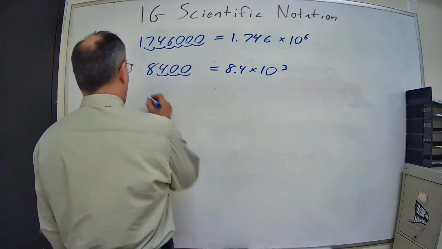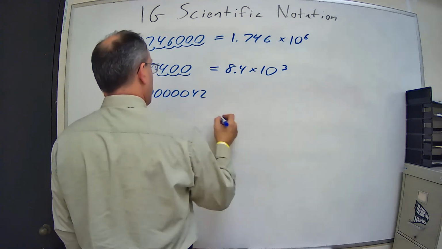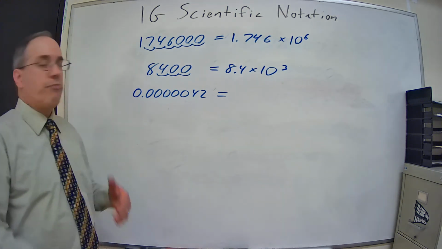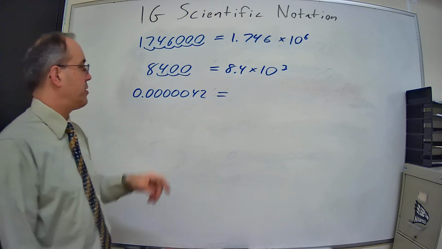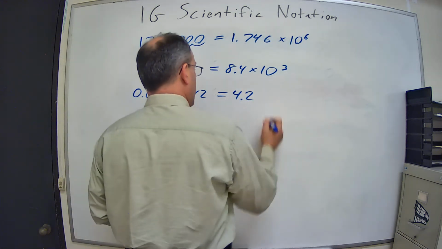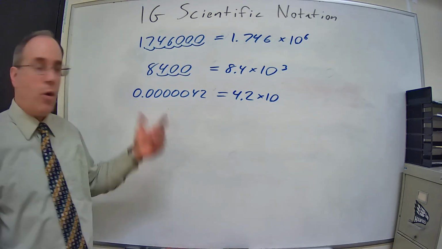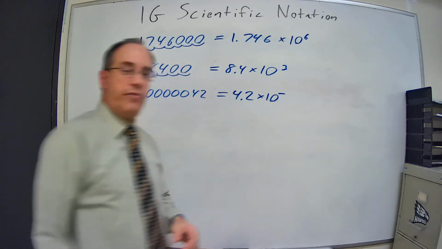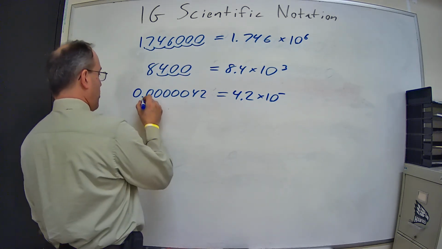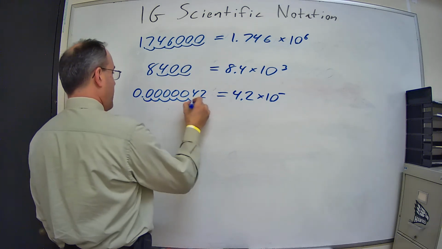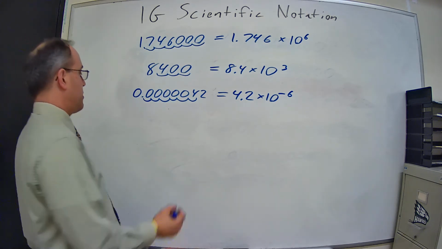What if we have a really small number, 0.00000042? Again, turn it into a number between 1 and 10, so this 42 over here becomes 4.2 times 10 to the, now we're dealing with a very small number, so we have a negative in that exponent or that power. And how many places did we move that decimal point? 1, 2, 3, 4, 5, 6. 4.2 times 10 to the negative 6.